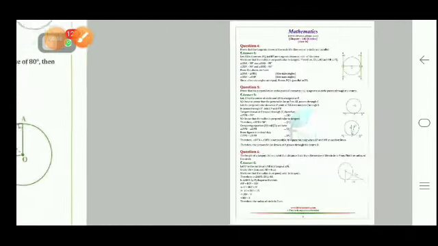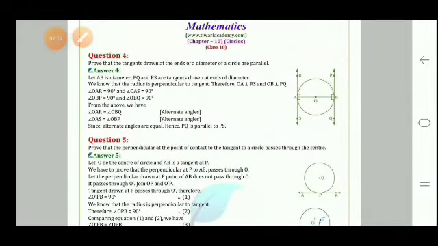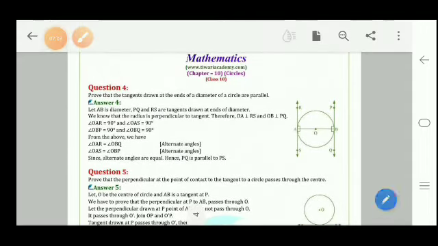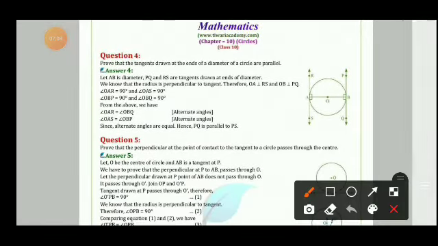Now we have question number 4. In question number 4, prove that the tangents drawn at the ends of a diameter are parallel. So these are the two tangents drawn at the ends of the diameter, and we have to show that they are parallel. So let AB be a diameter here, and PQ and RS are the tangents drawn at the ends of the diameter. We know that the radius is perpendicular to the tangent, so OA and OB both are perpendicular.